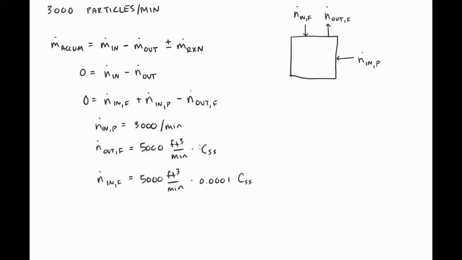And what happens is we end up with CSS equals 0.6 virus particles per cubic foot. This might be good enough to prevent infection. That's going to depend on the breathing rate of the person that might be infected and how long they're in the room. And then it also needs to take into account how many virus particles it takes for the person to be infected. That's called the infectivity of a virus.